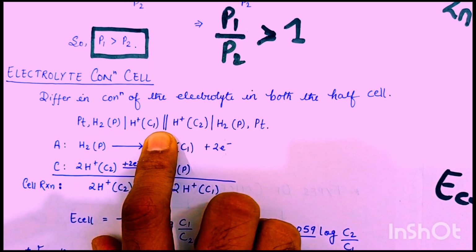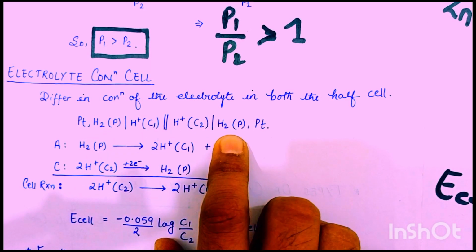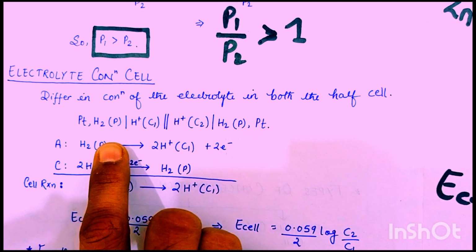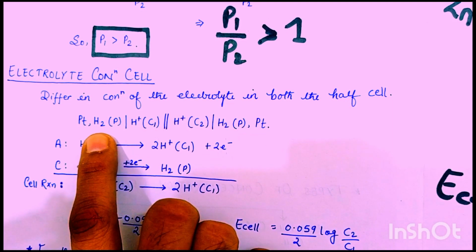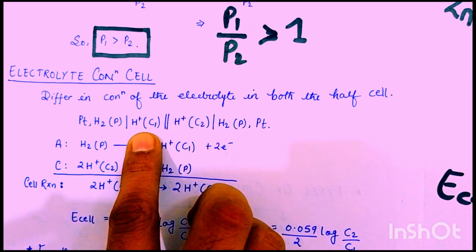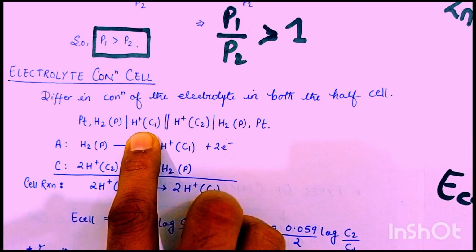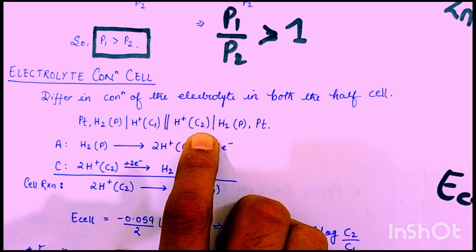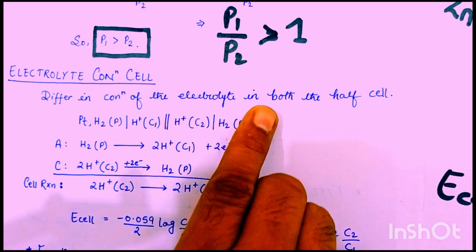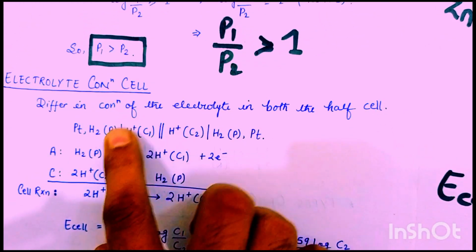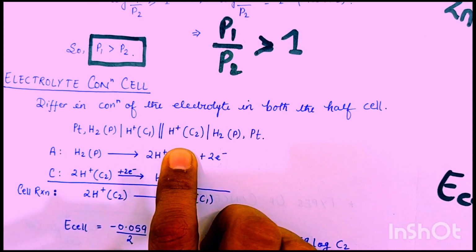Pt, H2, H plus at C1 and H plus at C2, H2, Pt. You are seeing the hydrogen gas at pressure P on both sides. The H plus ion present in the electrolyte is at C1 concentration, and the H plus ion at the cathode side is at C2 concentration. It means unlike the previous type of cell, it differs in the concentration of the electrolyte.